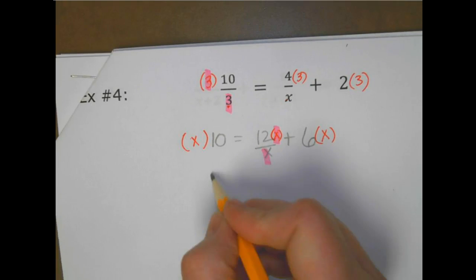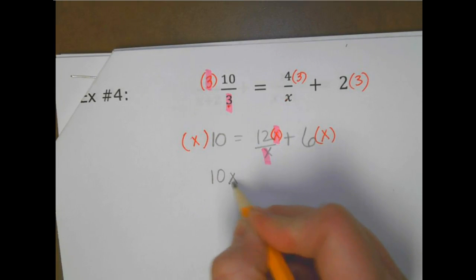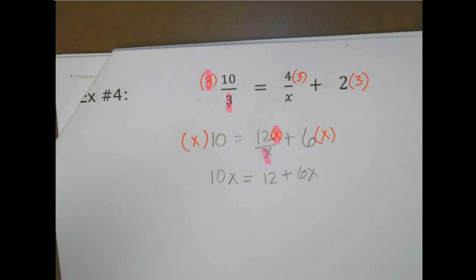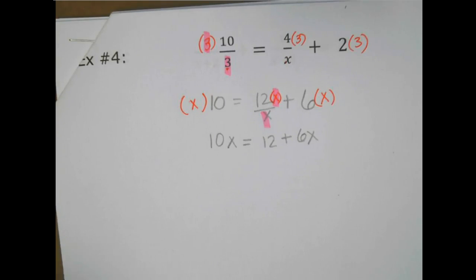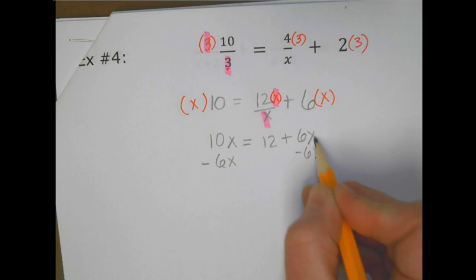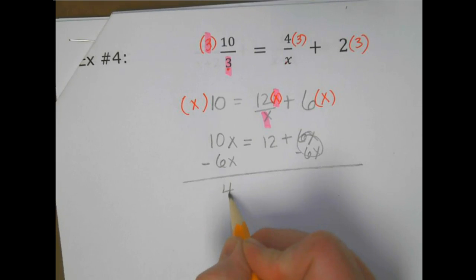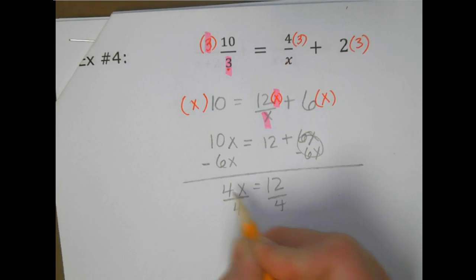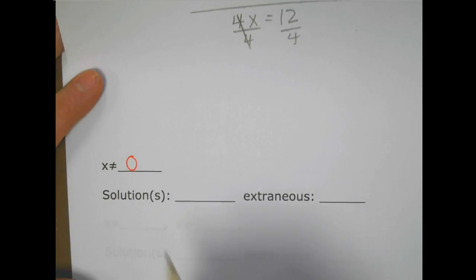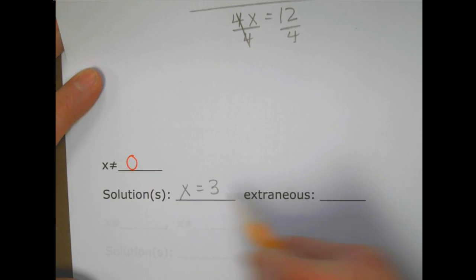So then this is going to give me 10x equals 12 plus 6x. Hopefully from there it is very easy to solve. Subtract 6x from both sides to zero that out. Divide by 4. And x is equal to 3. And there are no extraneous answers.